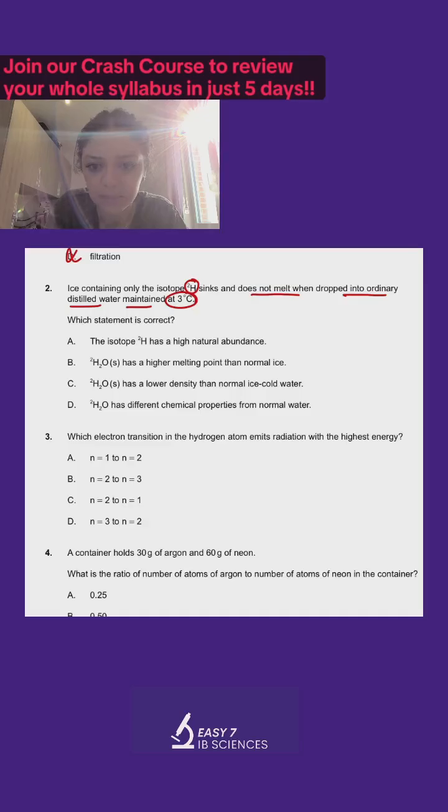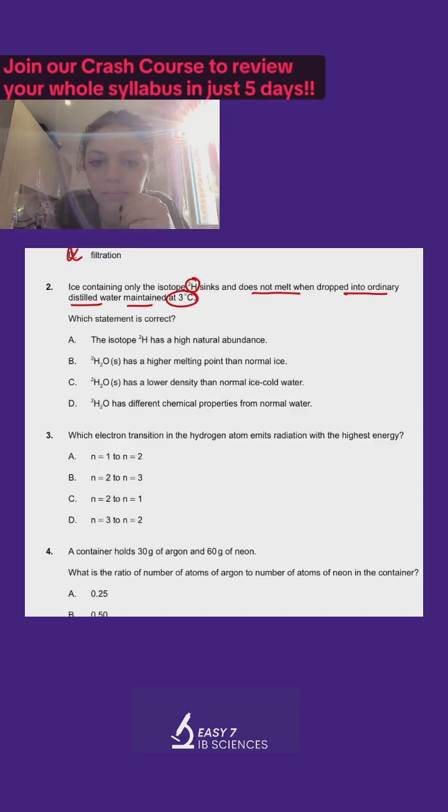Okay, someone said C or B. If you said C or B, I want you to think about the density. Is this possible to have a lower density? Think about whether it's floating or if it sinks. So connect those two things together.